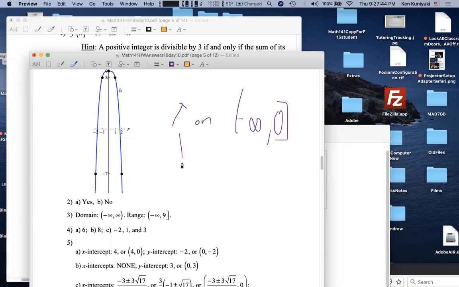And it's decreasing on 0, comma, infinity. So this function is increasing on the set of non-positive reals from negative infinity to 0, and it's decreasing on the non-negative reals from 0 on, up this way, down that way.